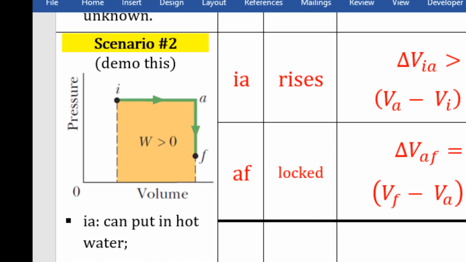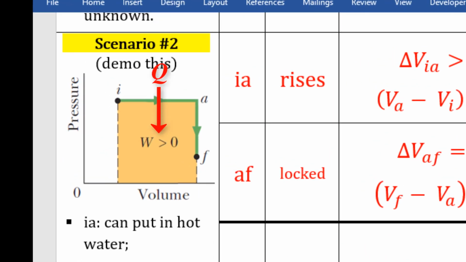I know for a fact that heat has to be entering my system between state I and state A. The only way my volume could increase and my pressure remain constant is if I input heat. I know heat is leaving my system between state A and state F. The only way I could maintain volume and reduce pressure is to remove heat.